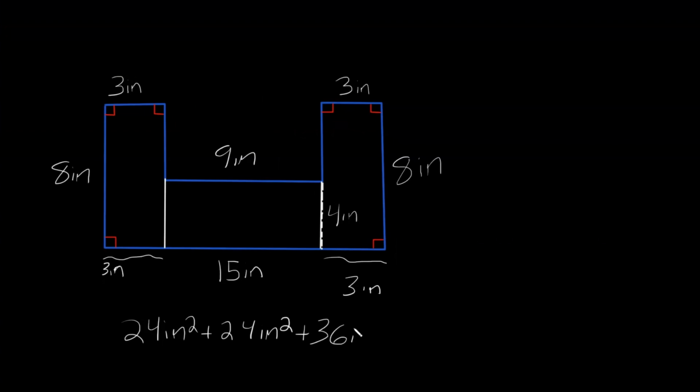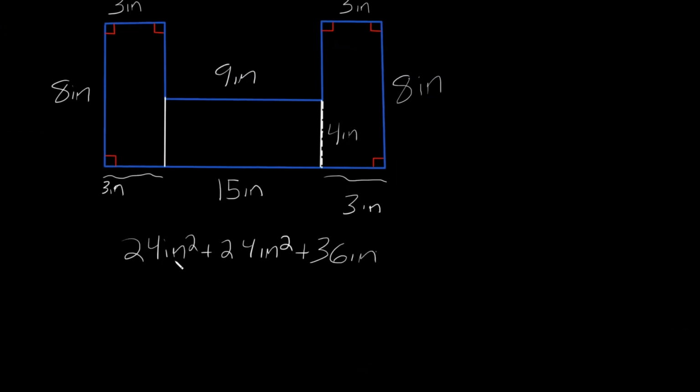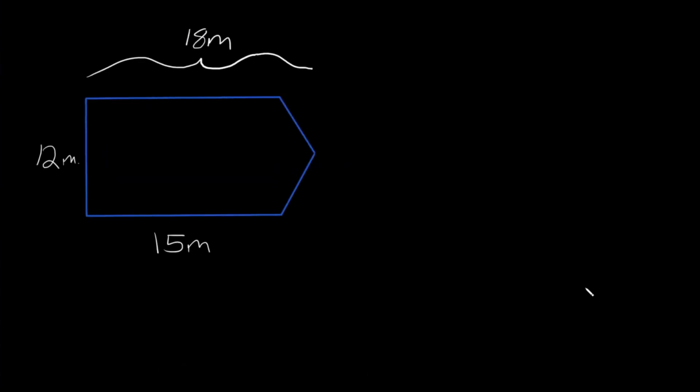And now all we need to do is add them. So this is, let's see, 48 inches squared plus 36 inches squared, and then that will be 84 inches squared. So that is our answer. So let's do one last problem. To find the area of this shape, what I'm going to do is divide this into a rectangle and a triangle. And now we're just going to find the area of this rectangle and the triangle and then add them up to get the total area of the composite figure.